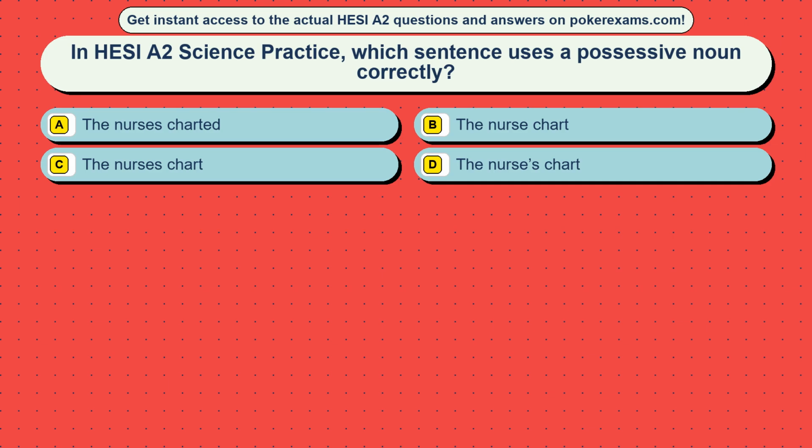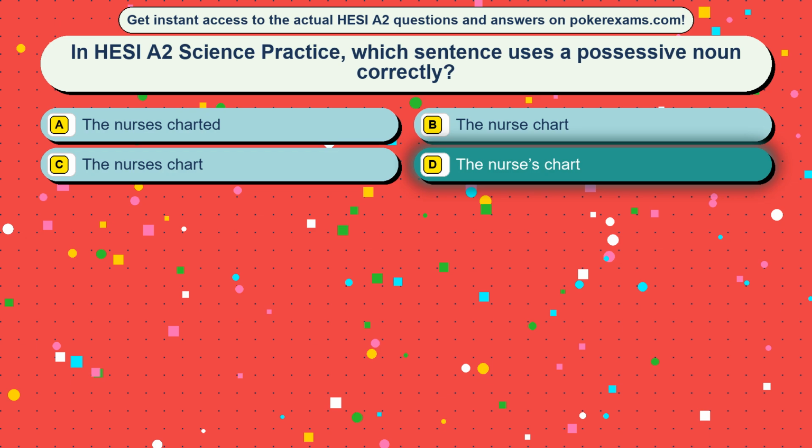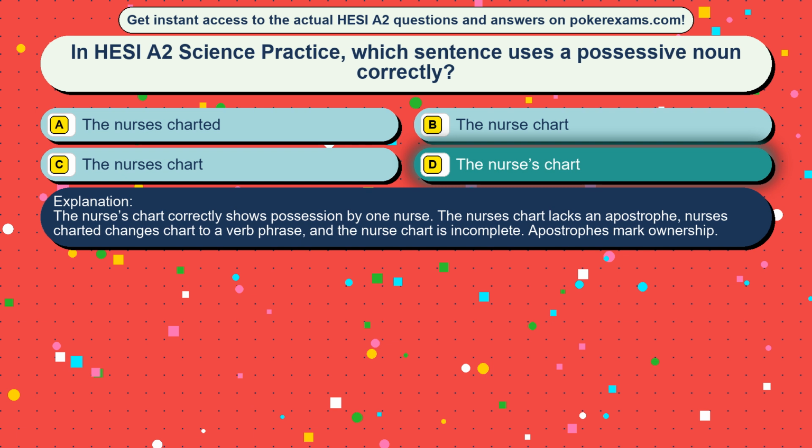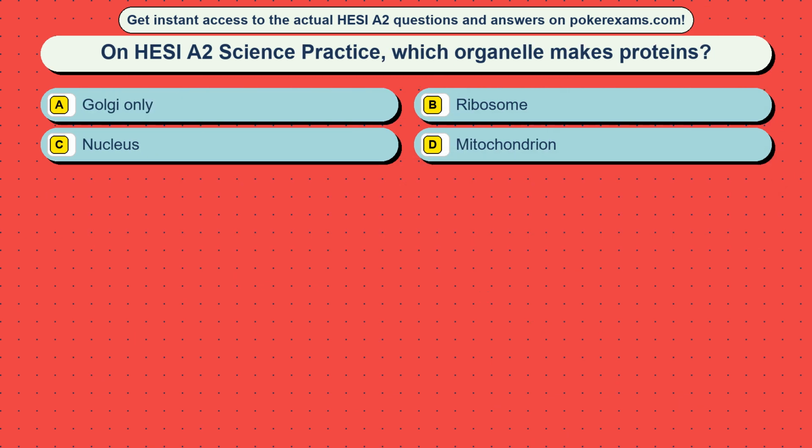Question 43. In HESI A2 Science Practice, which sentence uses a possessive noun correctly? Option A, the nurse is charted. Option B, the nurse chart. Option C, the nurses chart. Option D, the nurse's chart. The correct answer is option D, the nurse's chart. The nurse's chart correctly shows possession by one nurse. The nurses chart lacks an apostrophe. Nurse's charted changes chart to a verb phrase, and the nurse chart is incomplete. Apostrophes mark ownership.